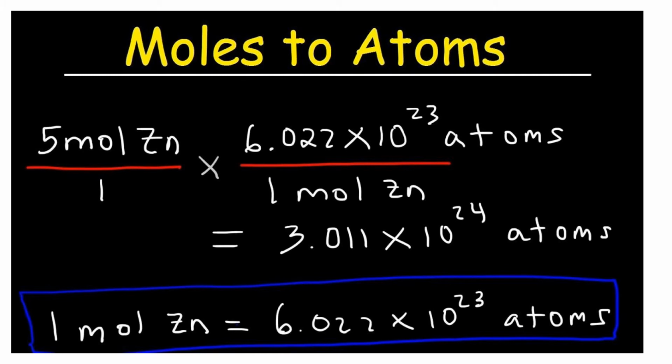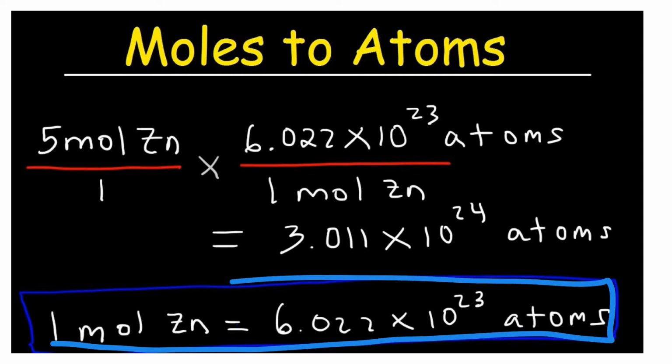So we can use this equivalence. 1 mole is equal to 6.02 times 10 to the 23 atoms. We're just going to use 6.02 in this class. That's an equivalent. We can use it to do factor labeling.